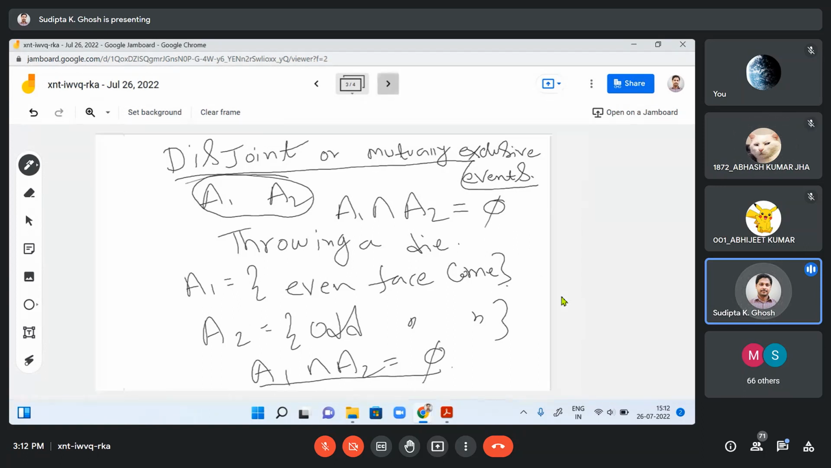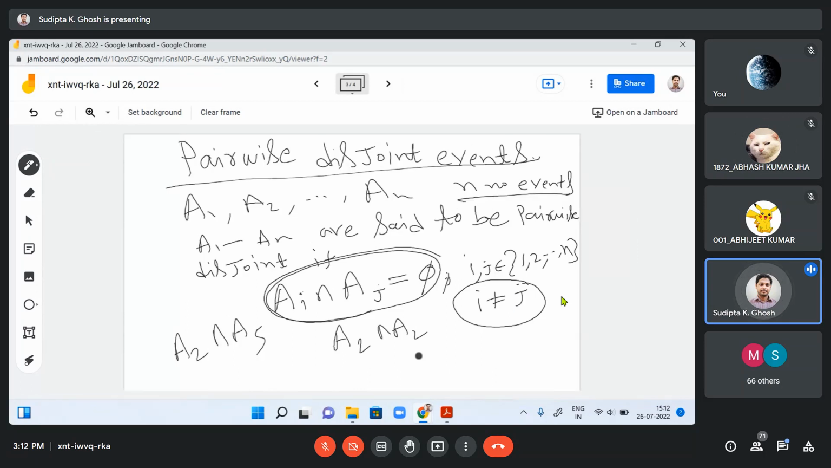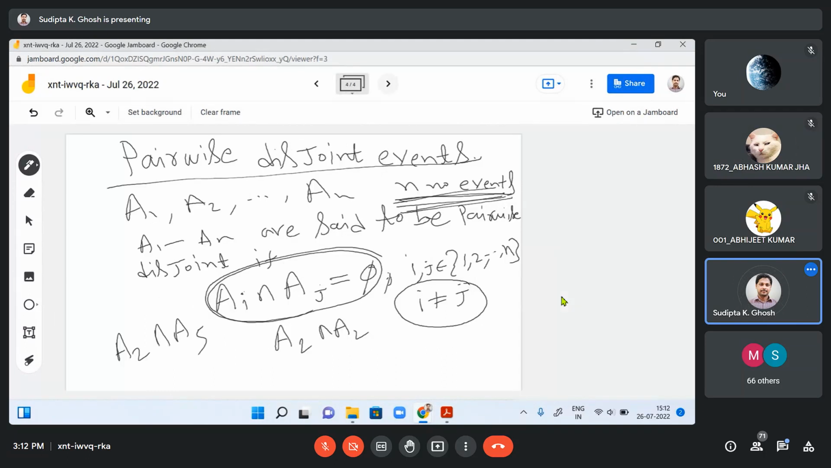But whenever I say pairwise, there are n number of events, that is, more than two. It may be two, but it may be more than two, like 10, 20, like this. So I am giving an example. That is the difference.